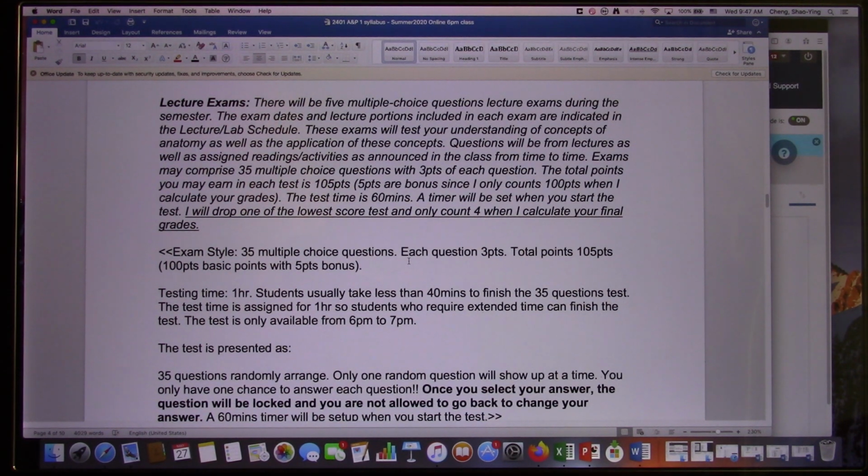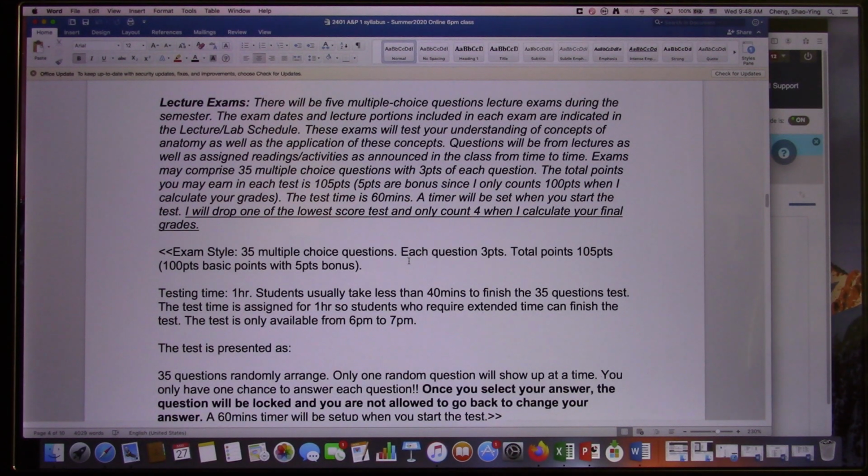And every time students select the answer, the question will be locked. So you are not allowed to go back to change your answer. I designed it this way to avoid cheating. So during the test, you look at the question, you take your time, you have enough time. You choose your best answer, and never go back.